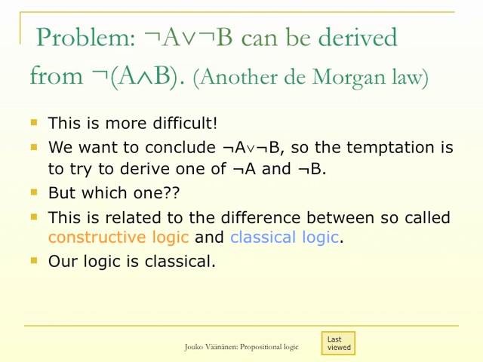This kind of problem in logic, the problem of deriving a disjunction without seeing a way to derive either disjunct separately, is related to the difference between non-classical logic and classical logic. In this course, our logic is classical, so we use indirect inference.